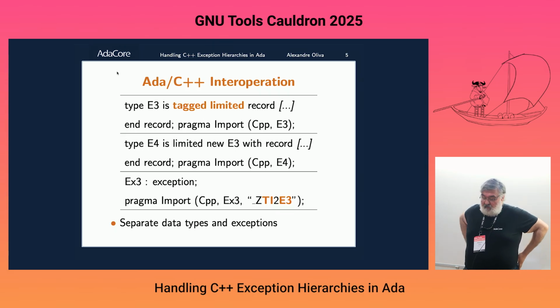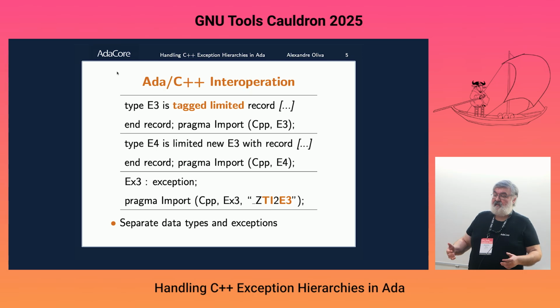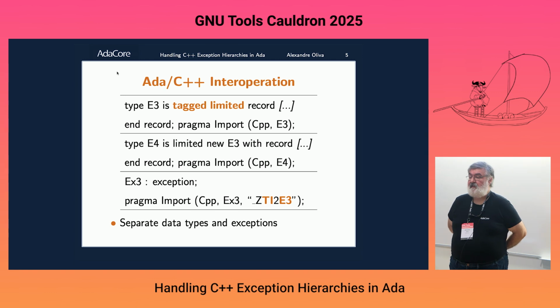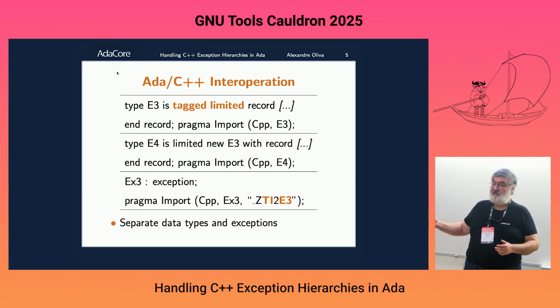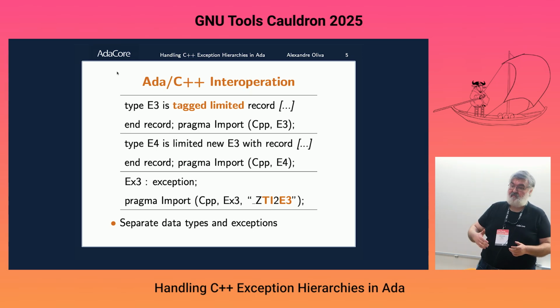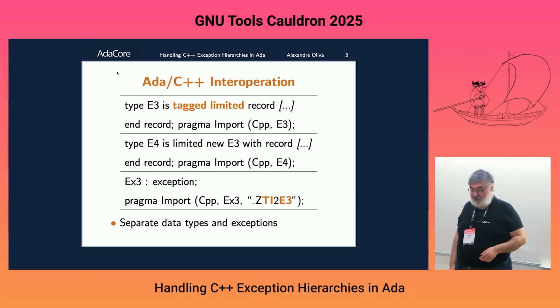There are interoperation features between the two languages. You can import types from C++. You just declare a type. It has to be limited. That means you can't copy it in Ada. You can only copy it using a copy constructor. So you import a constructor from C++ and use it to build new instances of the object.